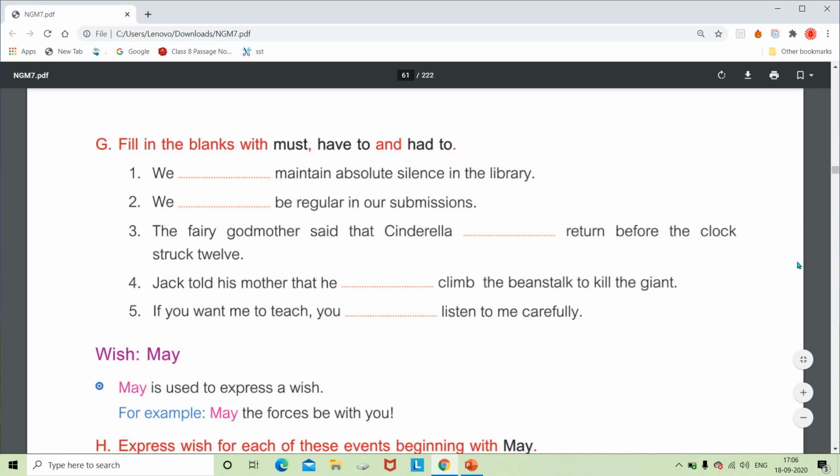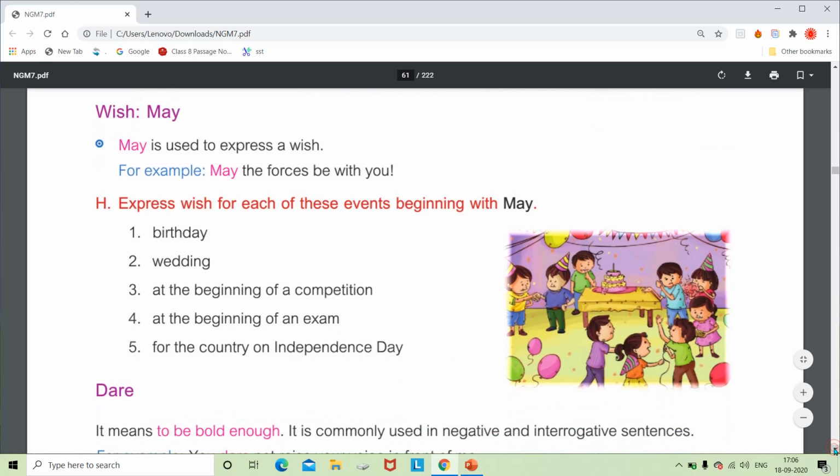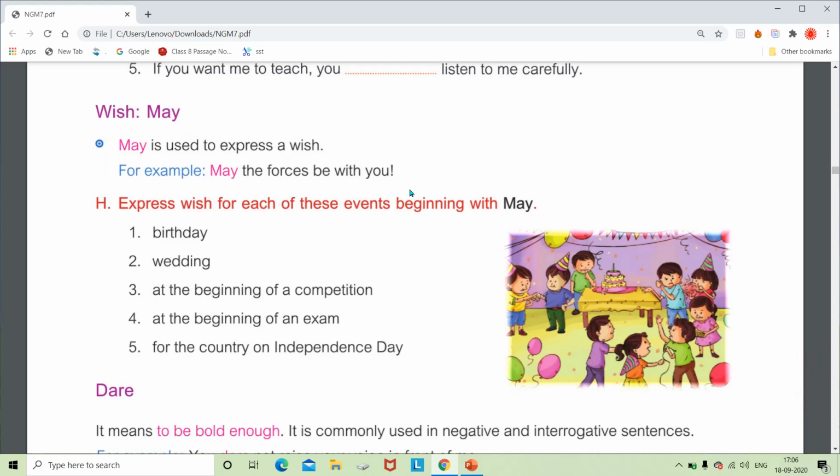Okay, and now we have solved 3 exercises, and now we are going to start with the last exercise, where we have to just use "may". May is also one of the auxiliaries which is generally used to express a wish. Sometimes it is used to seek permission, sometimes to show probability, sometimes to make a request also. But the use we are watching here is about just expressing a wish.